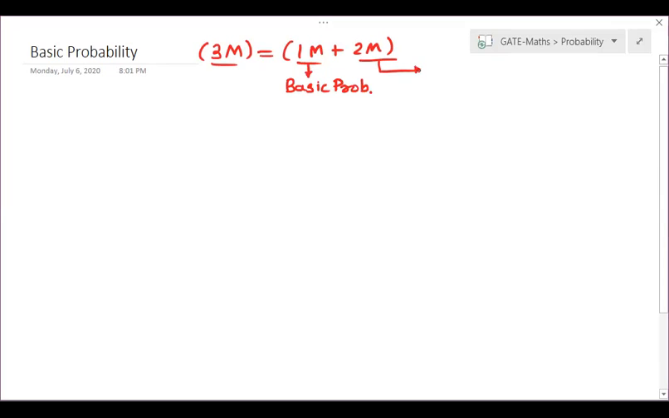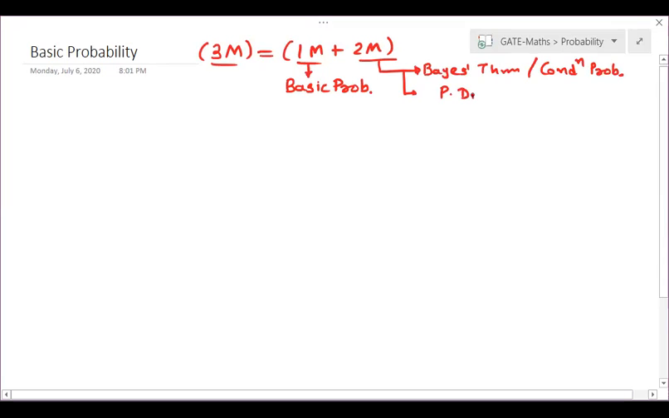And for the 2 mark, you can expect the question either from Bayes theorem, that we will see, which is your next topic, conditional probability, or from probability distribution function. Okay. So let us see this.